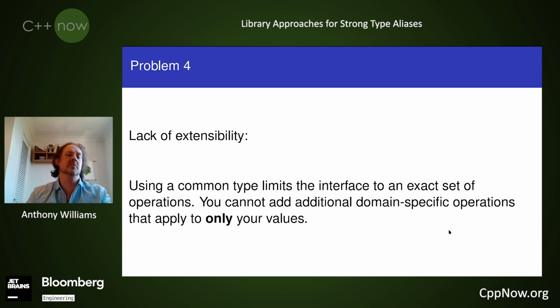So then, as I mentioned at the beginning, we also have this lack of extensibility. If you use a common library type or built-in type, then the set of operations on it is the set of operations that apply to that library type. If there are operations there you don't want to apply, then you can't screen them out. You can't say, oh, well, you can't add to my socket number. No, it's an int. Of course you can add to it.